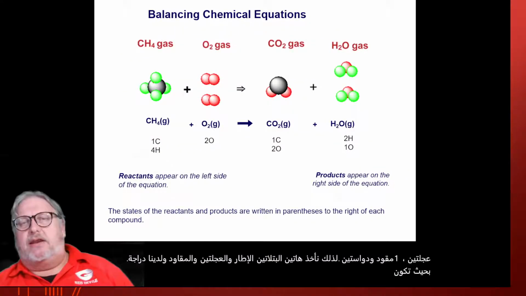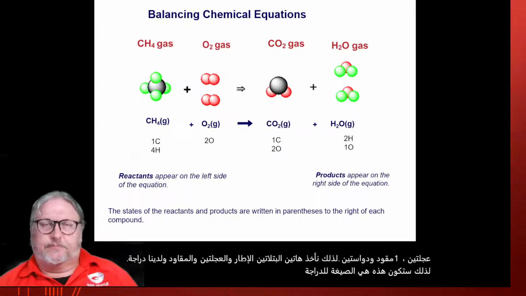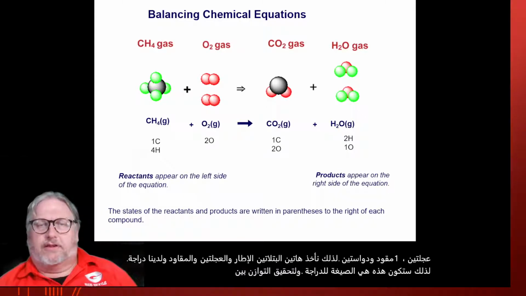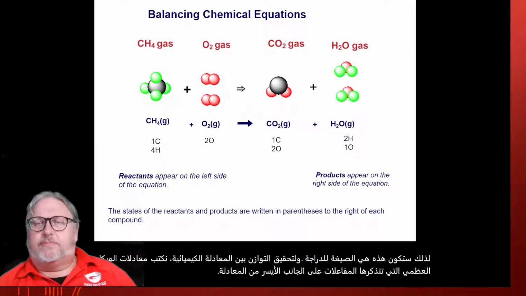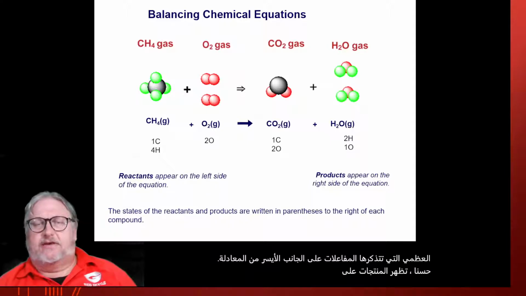So to balance a chemical equation, we write our skeleton equation. Reactants, remember, are on the left side of the equation. Products appear on the right side of the equation. Then we write the state of the reactants and the products in parentheses to the right of the compound.